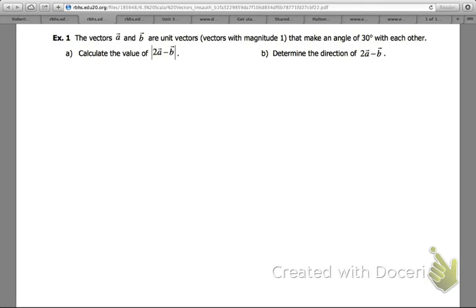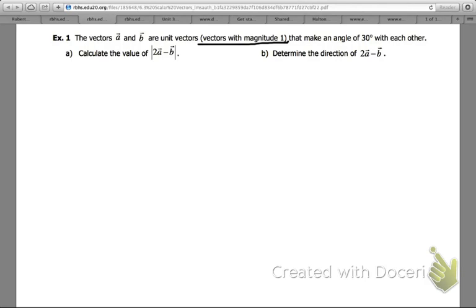So now let's look at our next example here. The vectors a and b are unit vectors. When they're unit vectors, remember this means that the vectors have a magnitude of 1, and they make an angle of 30 degrees with each other. We want to calculate the value of the magnitude of 2a minus b.